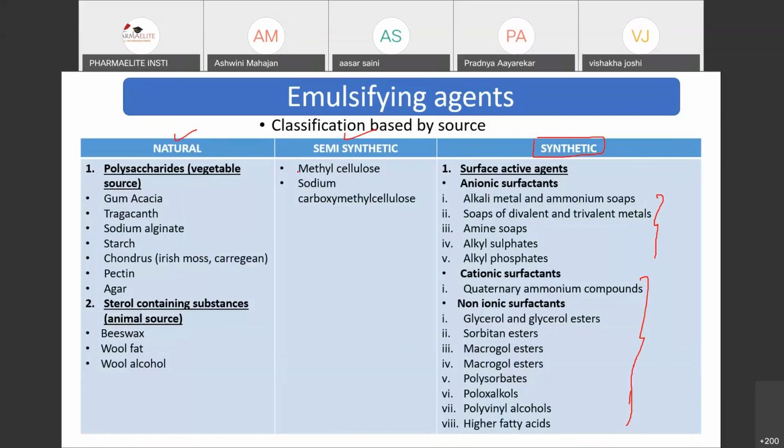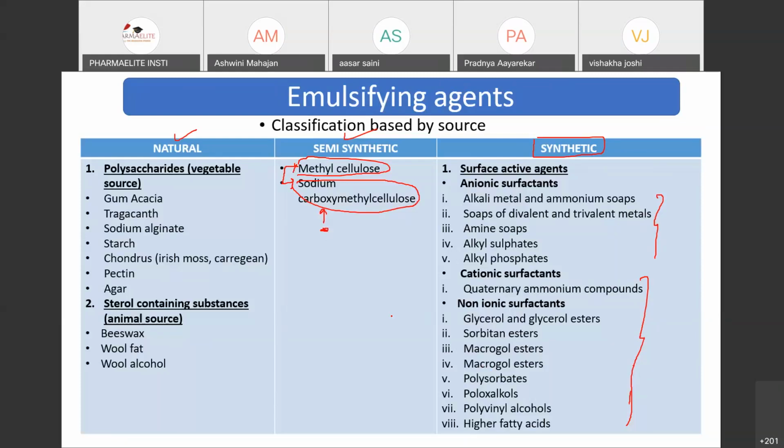Semi-synthetic has only two. One is your methyl cellulose, another is your sodium carboxymethyl cellulose. So these are the only two major semi-synthetic emulsifying agents. Sodium carboxymethyl cellulose is used to a very great extent as an emulsifying agent. It is used not only in the pharmaceutical industry; along with the pharmaceutical industry, it is used in different confectionery as well. Ice creams may be used, it has got multiple applications.